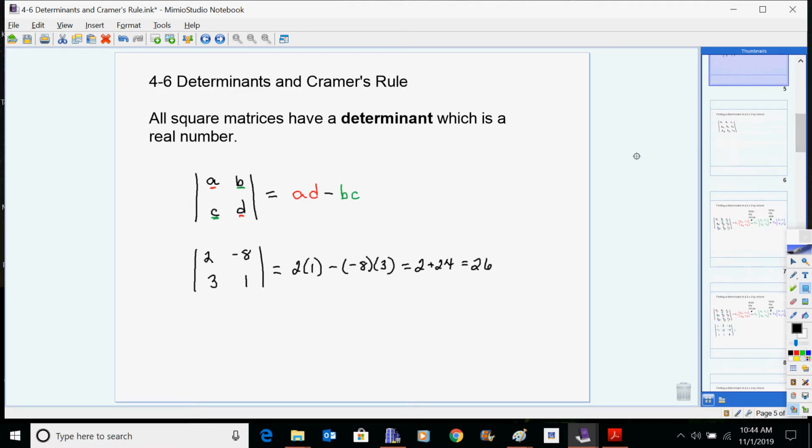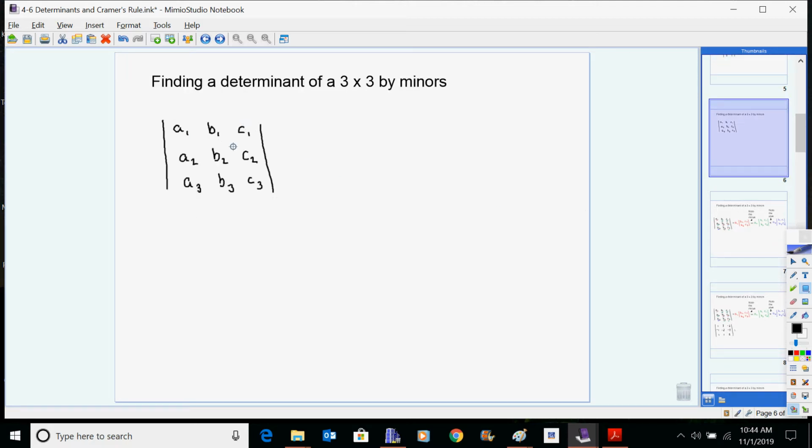Now, determinants when you get more than a 2 by 2 are not quite so simple. When you get to a 3 by 3, there's a couple of different ways of calculating them. We're just going to look at one of them, and it's called finding the determinant by minors. When I say by minors, it means that you're really going to be calculating 3 2 by 2 matrices with their determinants to go with these.